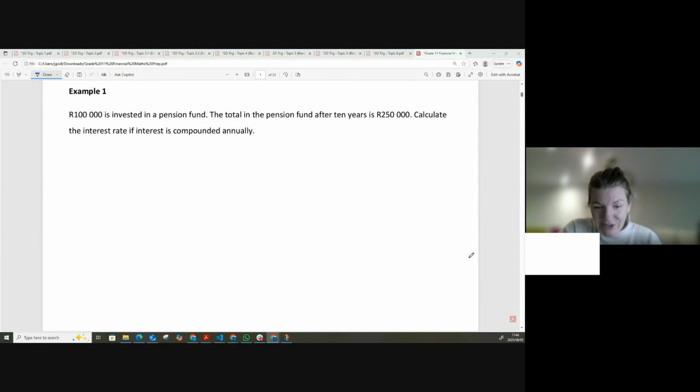So let's have a look at this example first. We're going to write something which I like to call the grocery list, which is basically keeping track of all of our different information. So on the right-hand side, we have P, A, N, and I. Those are the things that we're going to care about. Okay, so we've got 100,000 Rand invested in a pension fund. The total in the pension fund after 10 years is 250,000.